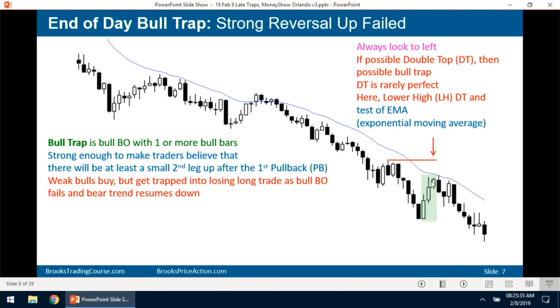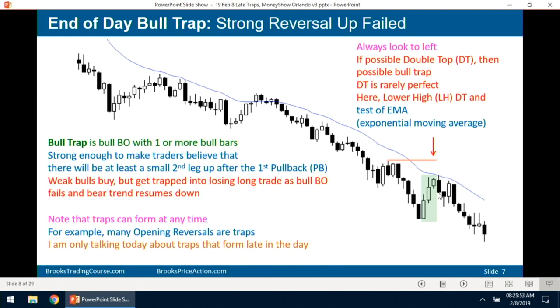When you get a strong rally in a bear trend, always look to the left at the most recent lower high. If this rally does not go far above that lower high, you've got to be thinking it could be a trap and the market could resume down.